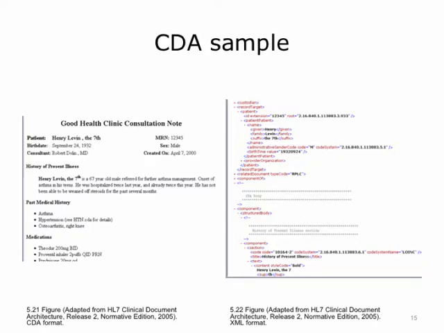On the left is the CDA for consultation note as it is rendered for the screen for human readability. Notice the sections called History of Present Illness, Past Medical History, and Medications. When you look at the XML for this on the right, you will see a lot of tags and the header information encoded. The patient's name is divided into the given name, the family name, and the suffix. There's the administrative gender code and the birth date and time.